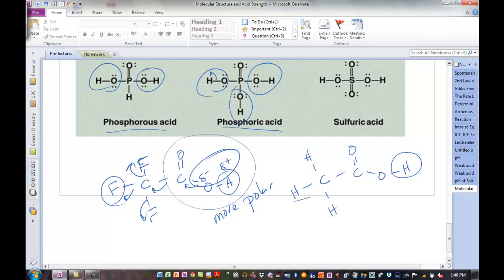Okay? A carbon-hydrogen bond is essentially nonpolar. Their electronegativities are very close. So that's not going to have any electron pulling away. This will still be a polar bond, but just not as polar. So electronegative groups pull electron density away from this OH bond, making it more polar. Hence, this is more like an H+, stronger acid.